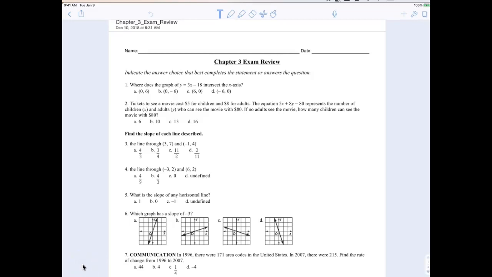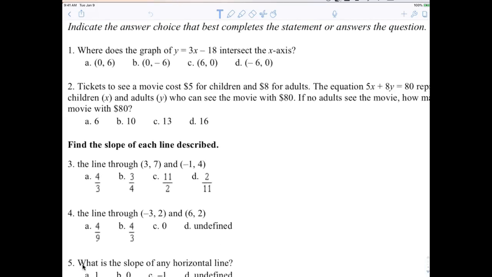Again, today I'm going to do number 3. Tonight I want you to do it again. That's what your job is. All right, so here we go.